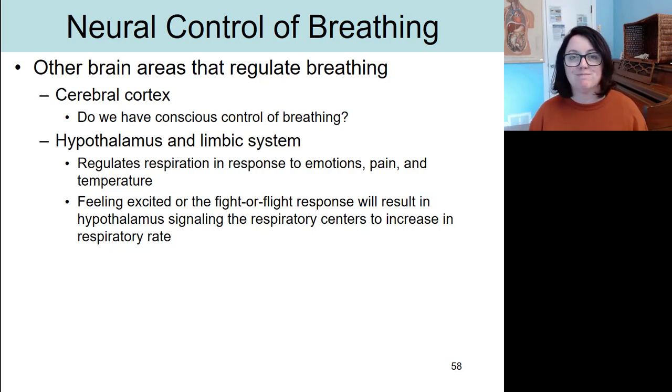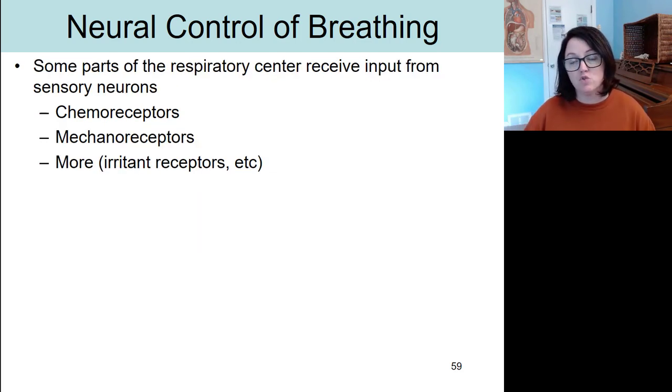When it comes to nervous system control of breathing, one thing that we do know a lot about is how sensory neurons are sending signals to the brain. And these sensory neurons are sending signals about things happening in the body related to respiration. For example, chemoreceptors, which are measuring things like oxygen, carbon dioxide, and pH levels in the blood. Mechanoreceptors, which, for example, might be measuring how stretched our lungs are. And then other types of receptors, for example, irritant receptors, like when we inhale smoke. Let's take a look at these.